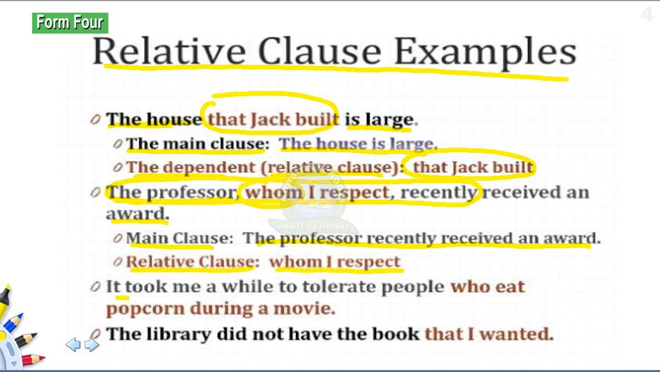It took me a while to tolerate people who eat popcorn during the movie.